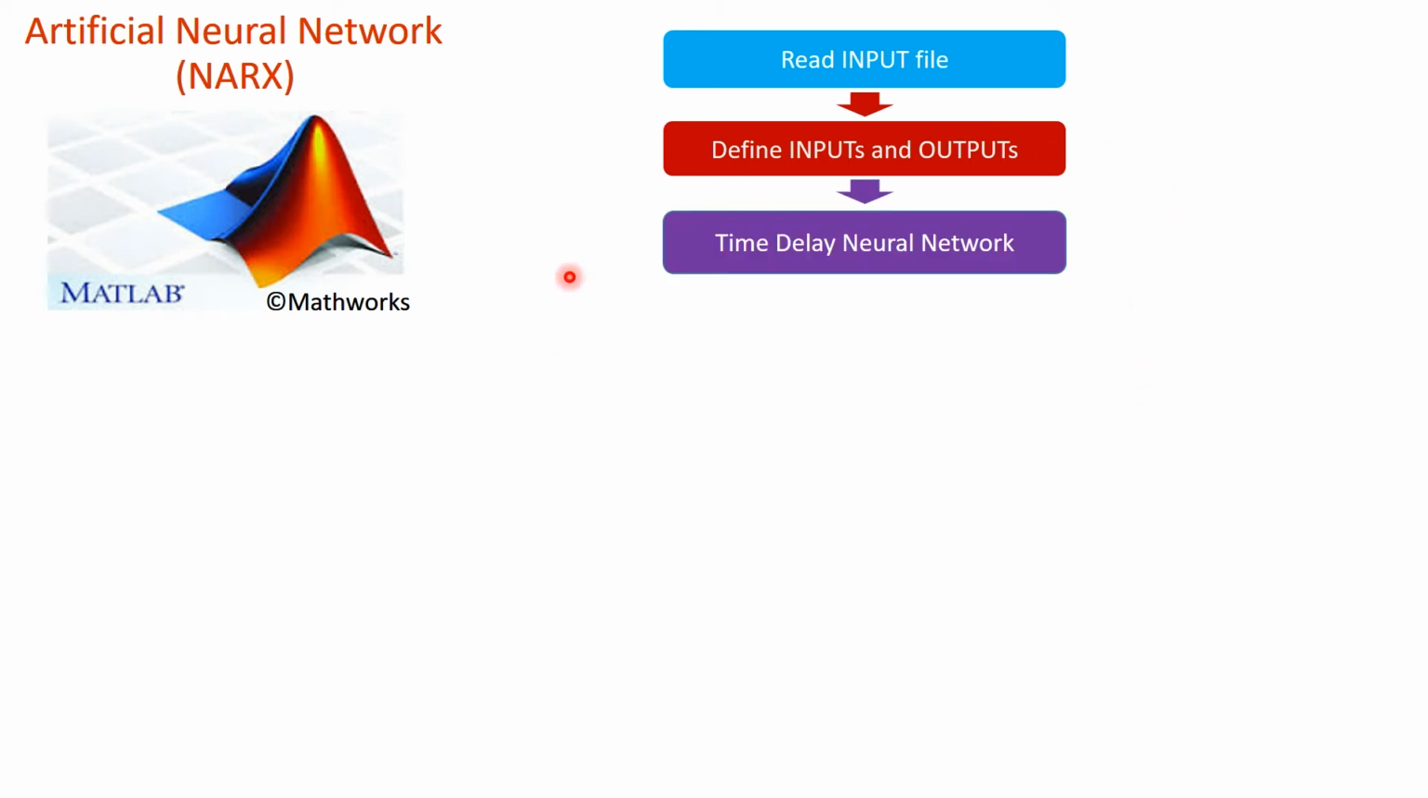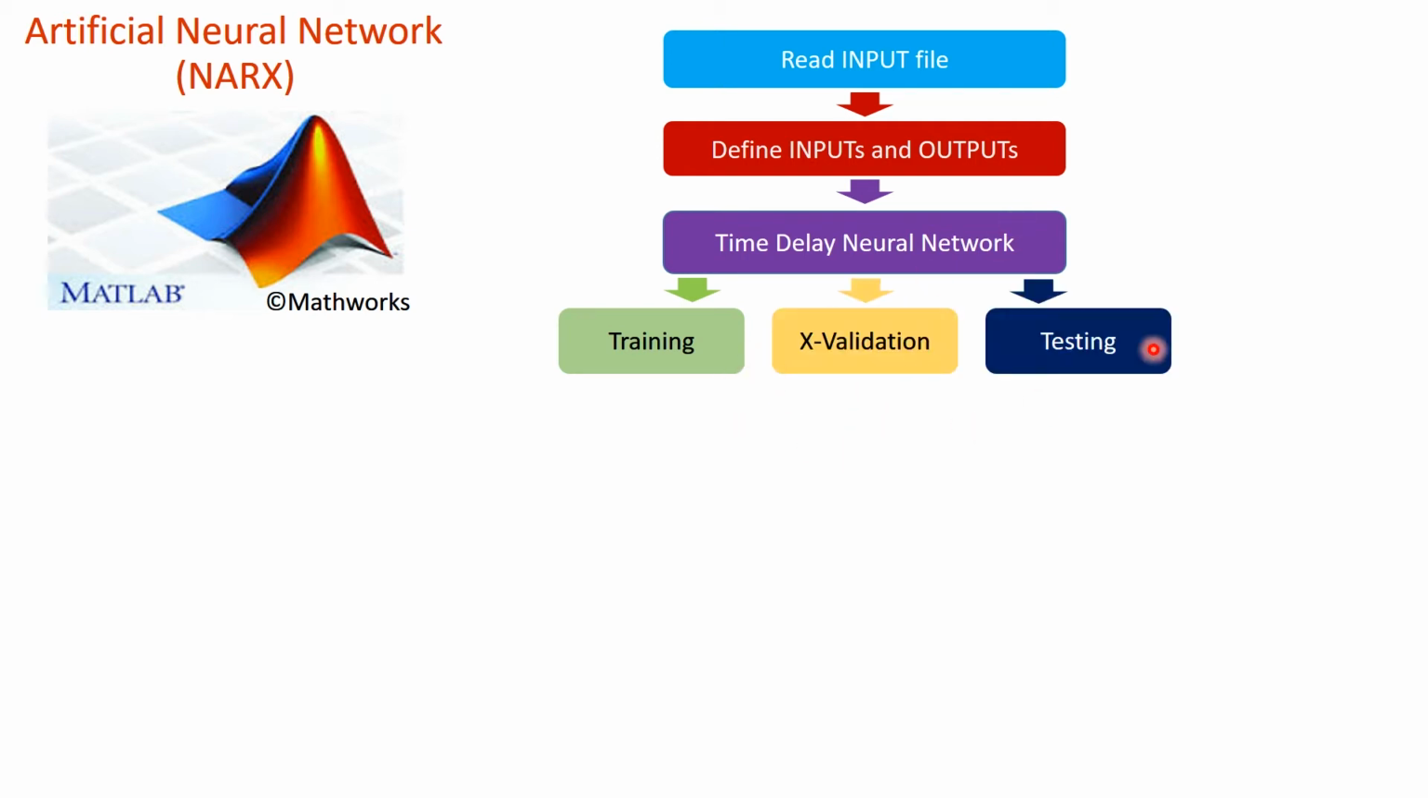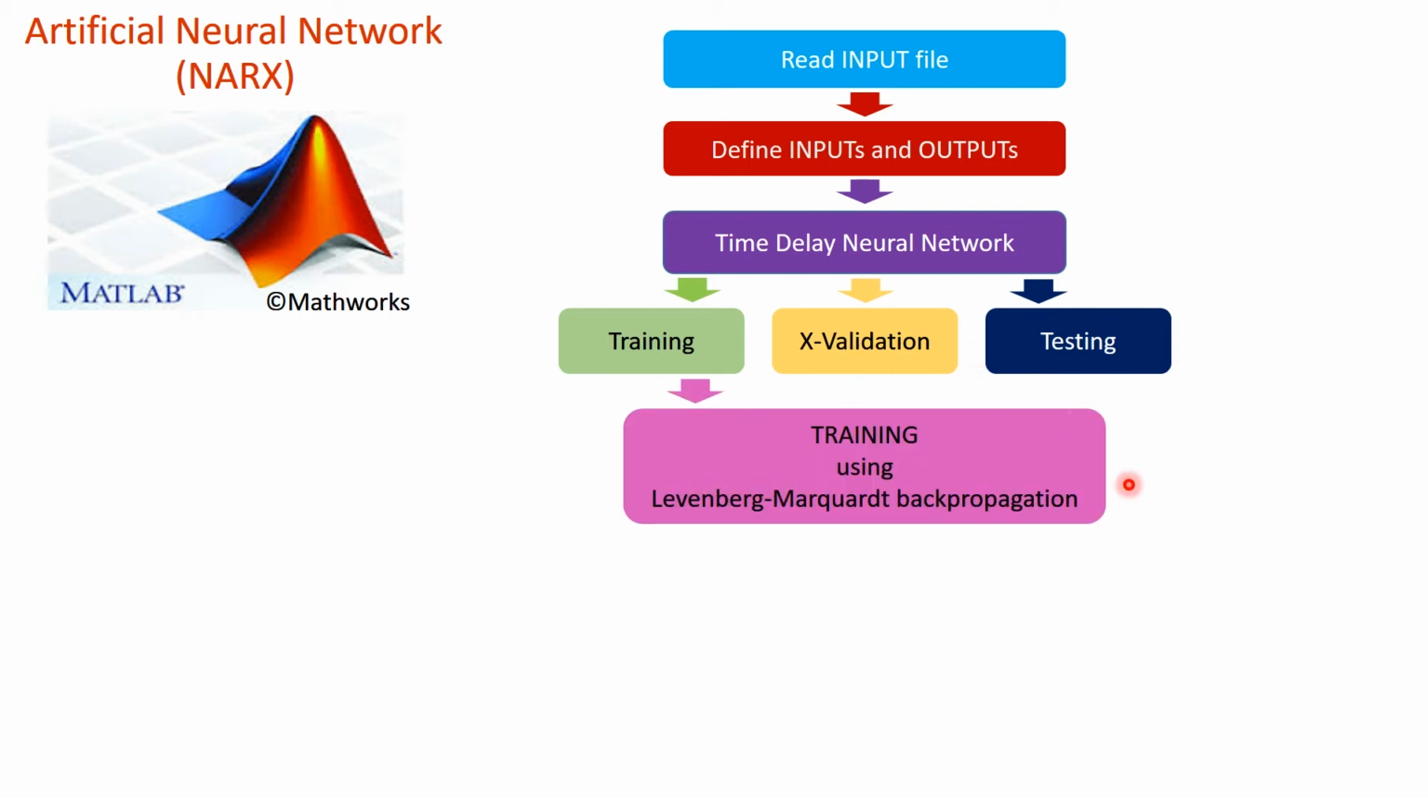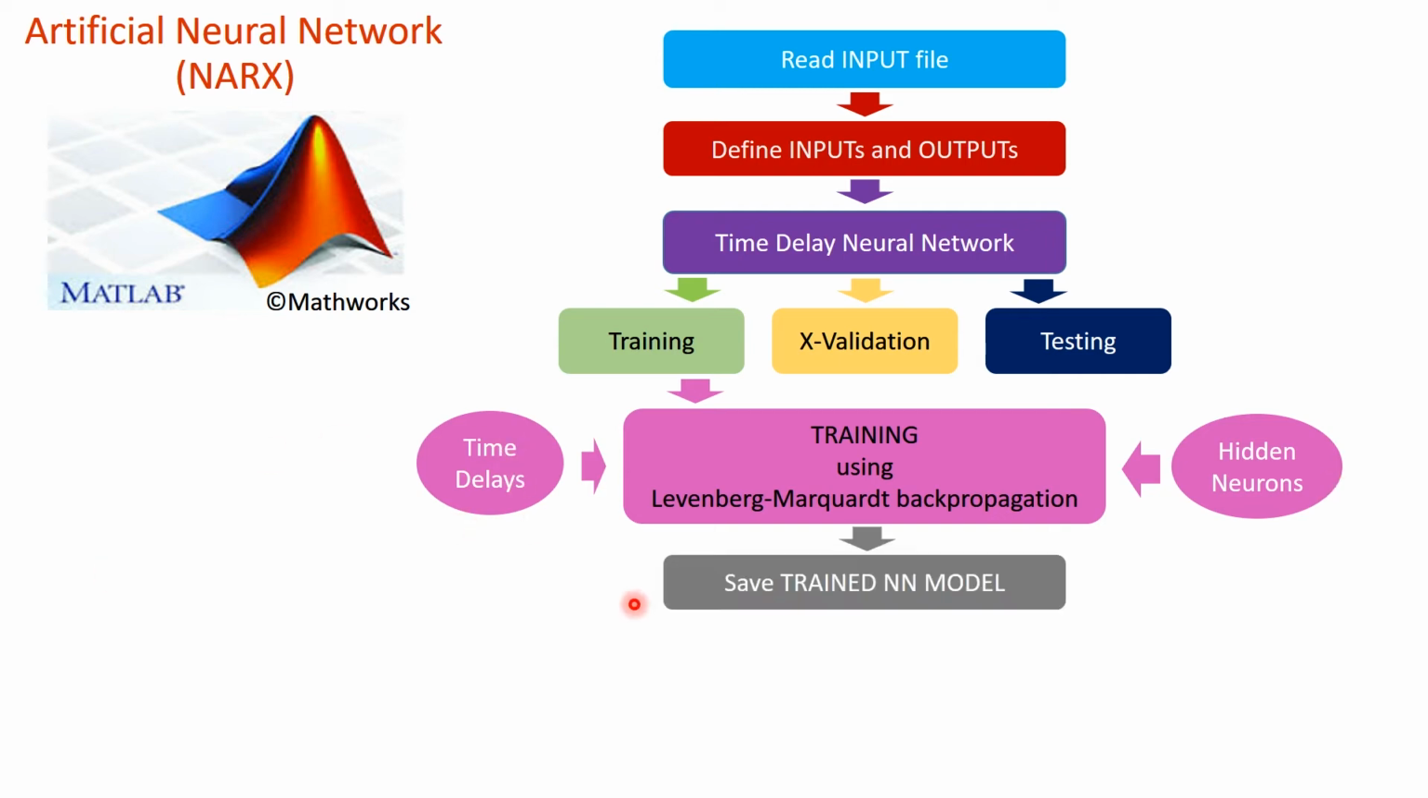We're going to use this time delay neural network, and for that we divide the data into training, validation, and testing. So we also call this cross validation. We're going to take this training data, and we're going to use this Levenberg-Marquardt backpropagation methodology to actually train a particular network. To do that, we use hidden neurons. So we define the number of hidden neurons, and we define the time delays, and then we save this trained neural network model.